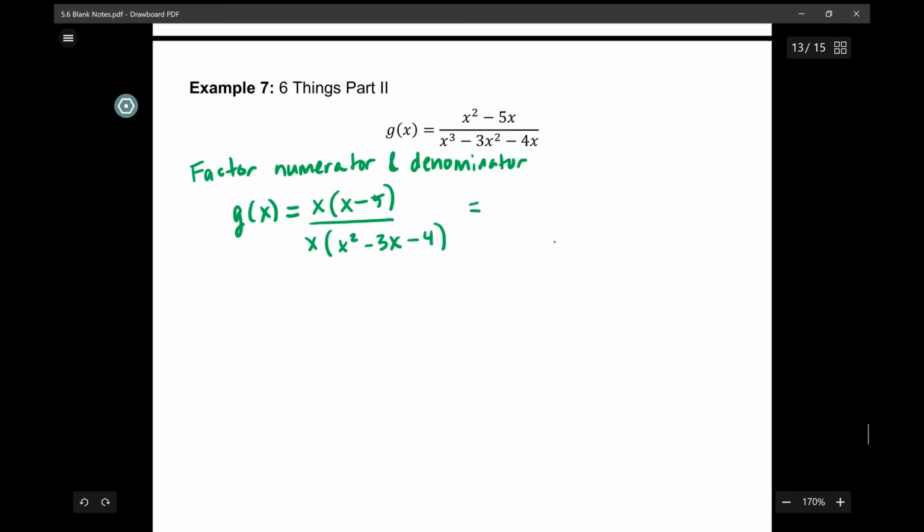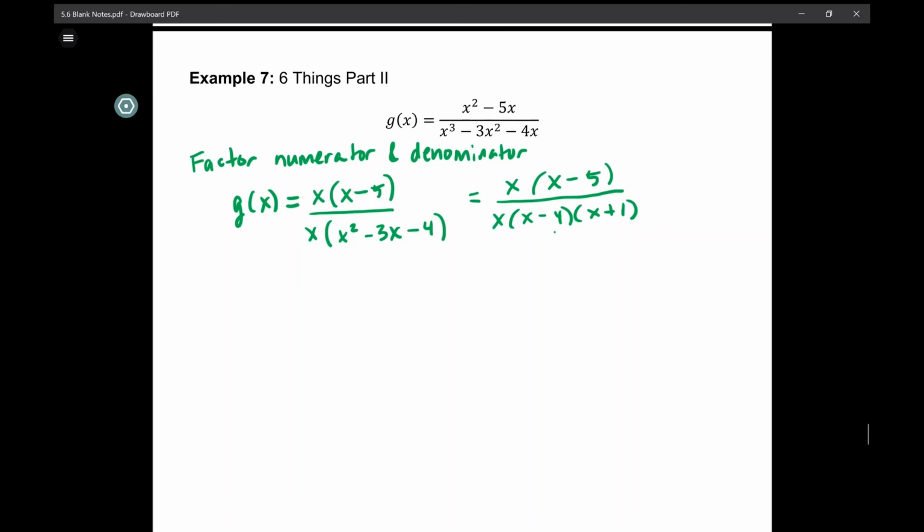Now, can we factor that more? Yeah, I think we can. Not the numerator. The numerator is x times x minus 5. The denominator is x times that quadratic. Let's see, multiply to negative 4 and add to negative 3: x minus 4 times x plus 1. That gives x squared plus x minus 4x minus 4. That looks good.